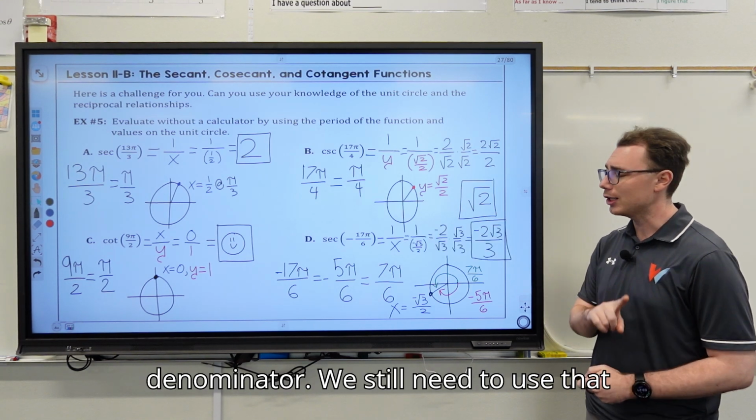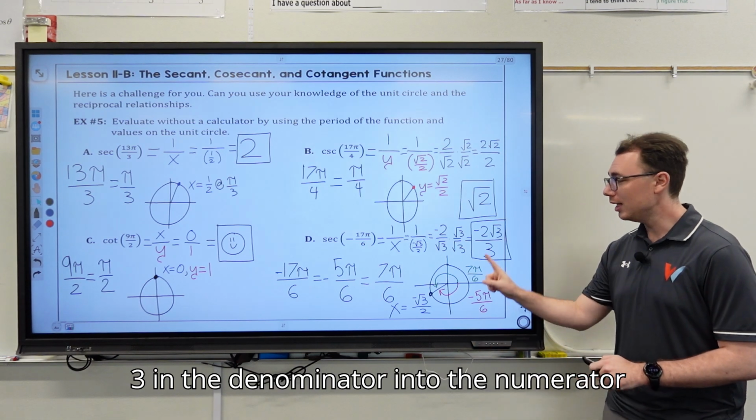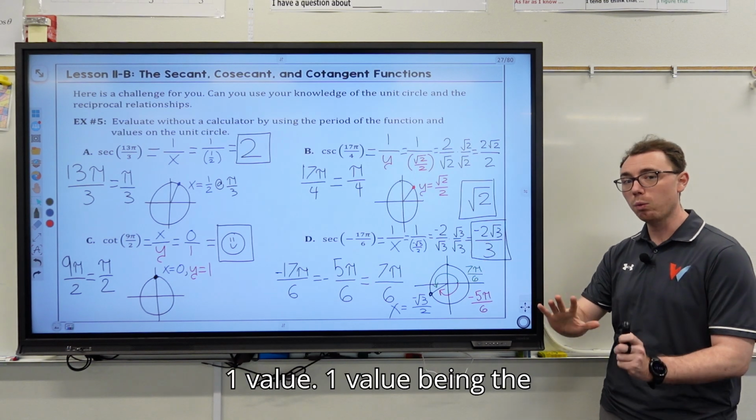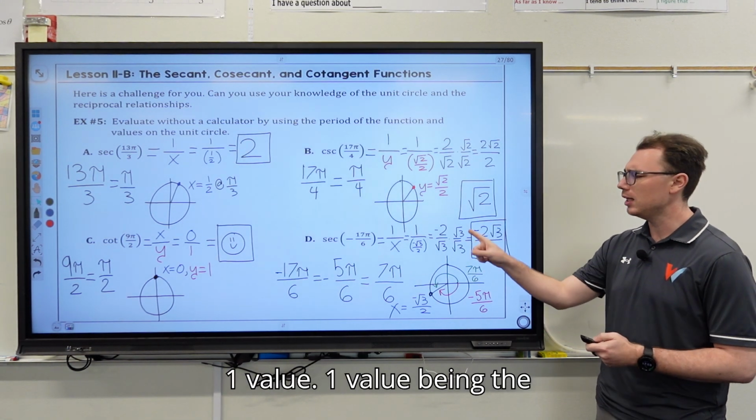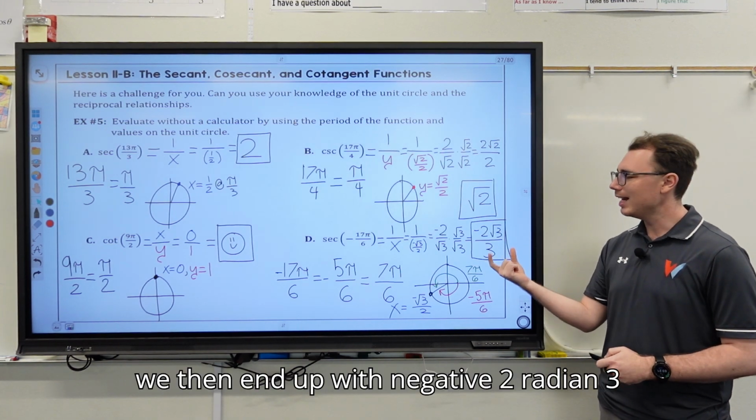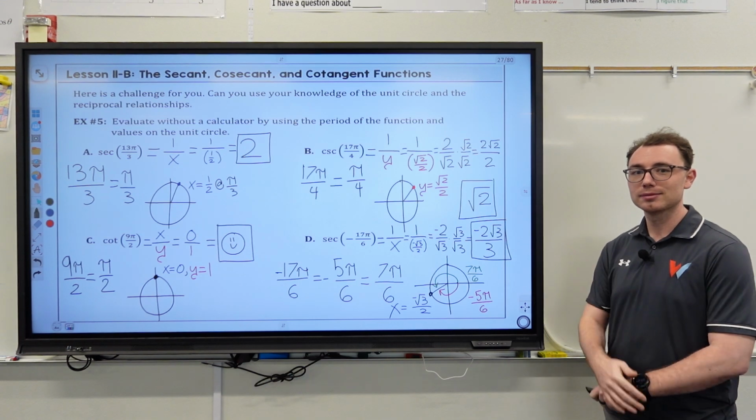We still need to use that trick of converting that root 3 in the denominator into the numerator up here by multiplying by its equivalent 1 value. That 1 value being root 3 over root 3. We then end up with negative 2 root 3 over 3 as our final answer.